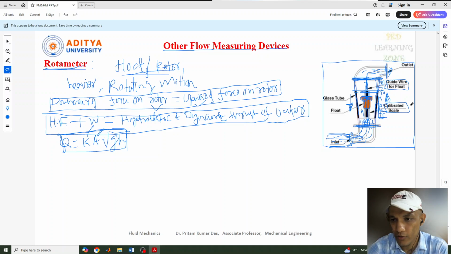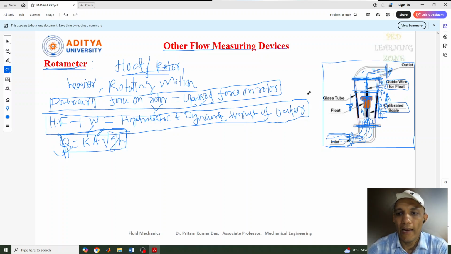Another one, for the pressure drop, a manometer type will be there. From there we can see the pressure drop value, so then we can calculate the discharge. Okay, so this is the method of calculating the discharge and the working principle of the rotameter.